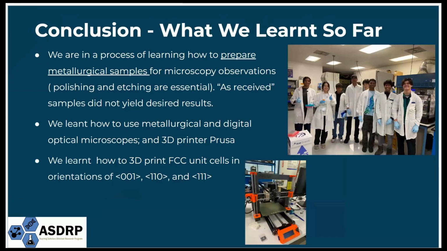All right, so to conclude, we are currently in a process of learning how to prepare metallurgical samples for microscopy observations. And we are polishing and etching, which is essential. And currently the samples we have received are as received in the factory. So we didn't do any heat treatment, which is why they did not yield the desired results. So we learned how to use metallurgical and digital optical microscopes and the 3D printed Prusa, which we printed the unit cells you saw in the presentation before. And we also learned how to 3D print FCC unit cells and orientations of 001, 110, and 111.